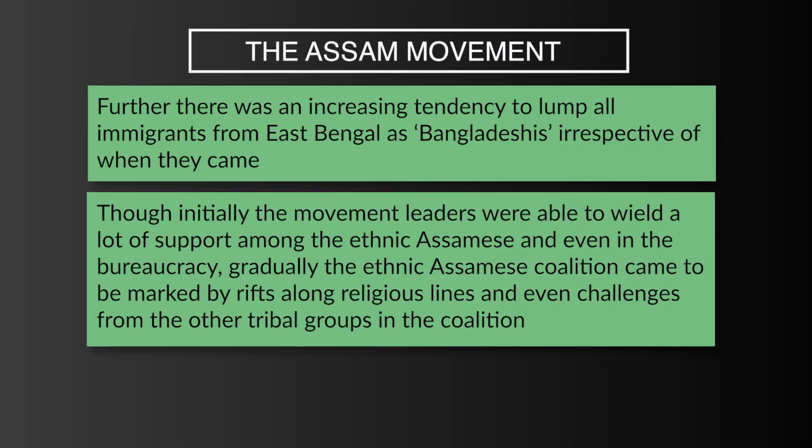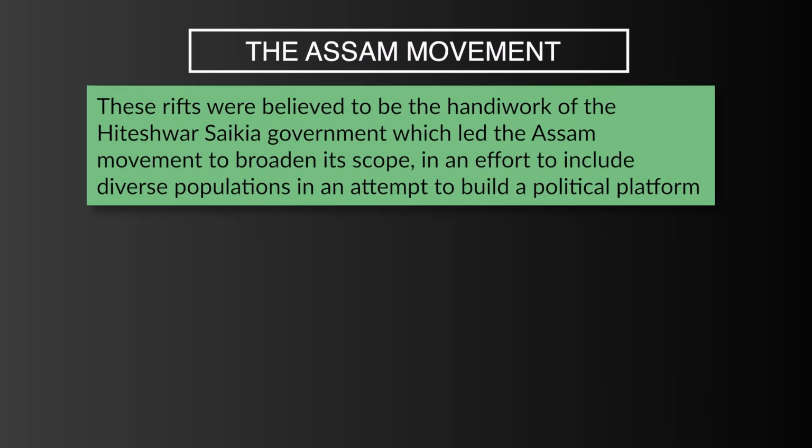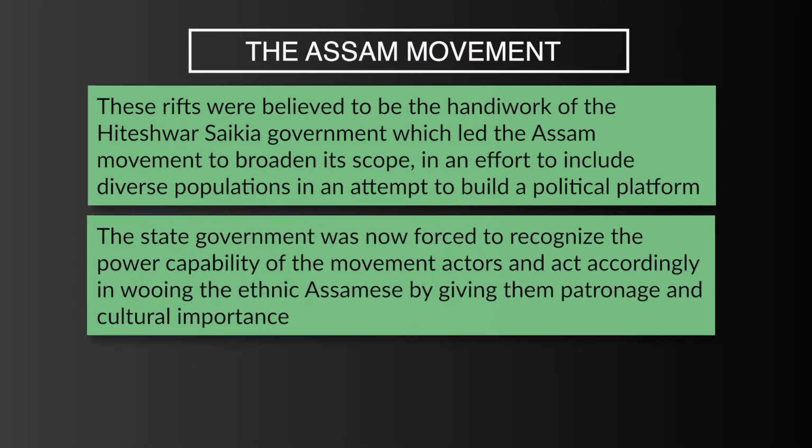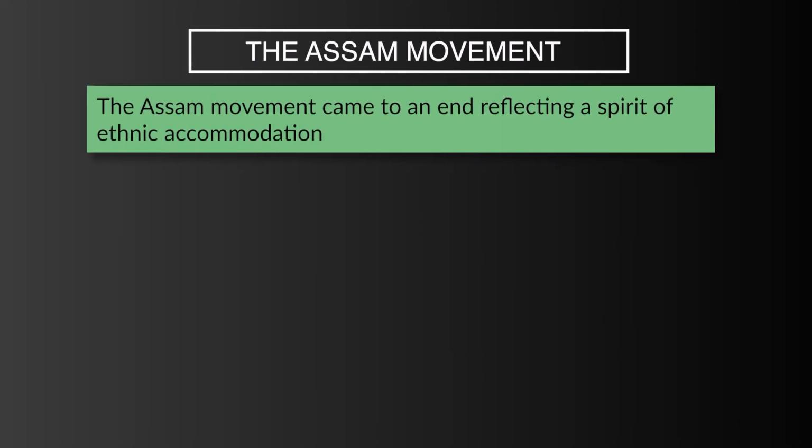And though in the initial years the movement gained a kind of support from the Assamese bureaucracy and the mainstream Assamese society, gradually rifts came into being, and this was supposed to be the handiwork of the Hiteshwar Saikia government, which tried to broaden the scope of the Assam movement by including different groups, different populations, in order to build a political platform. Now, the state government was forced to recognize that the movement actors had certain power over the people in Assam, and the Assam movement finally shaped itself through a spirit of ethnic accommodation.